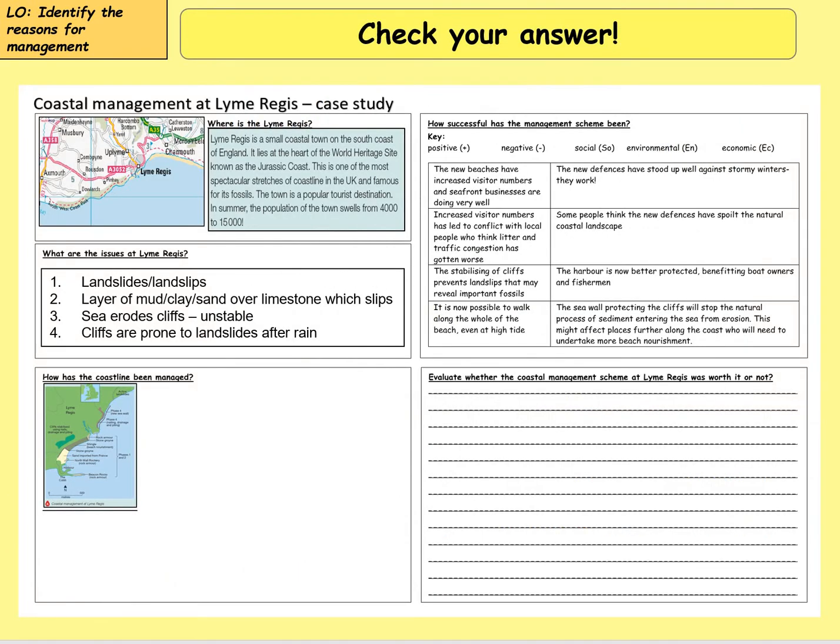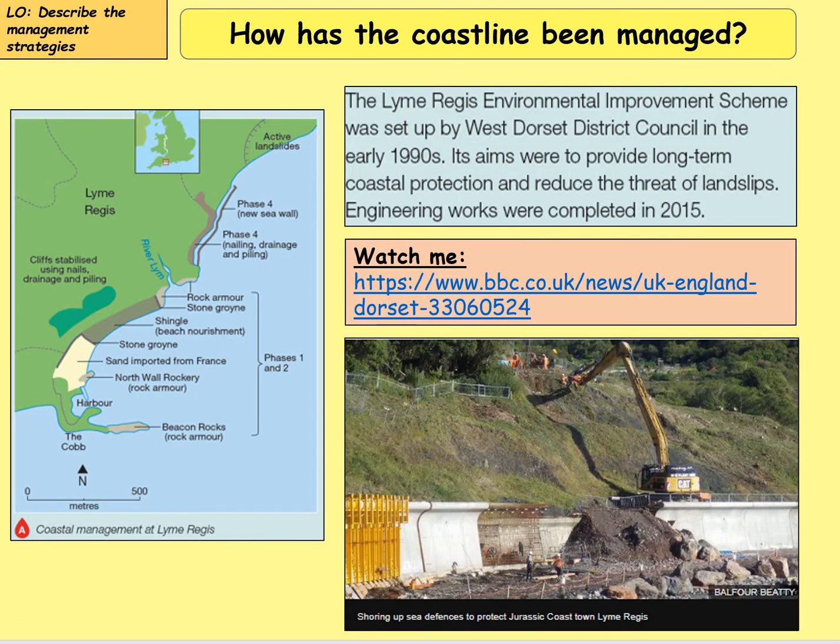So hopefully you've written in your worksheet what the issues are, so we'll now move on to how the area has been managed. Again, there are 4 phases of this management process, and I'd like you to stop and watch this video here please before we get started. So pause me here please.